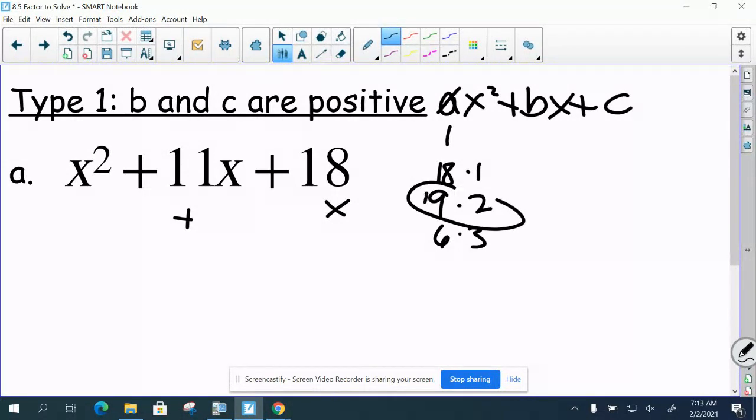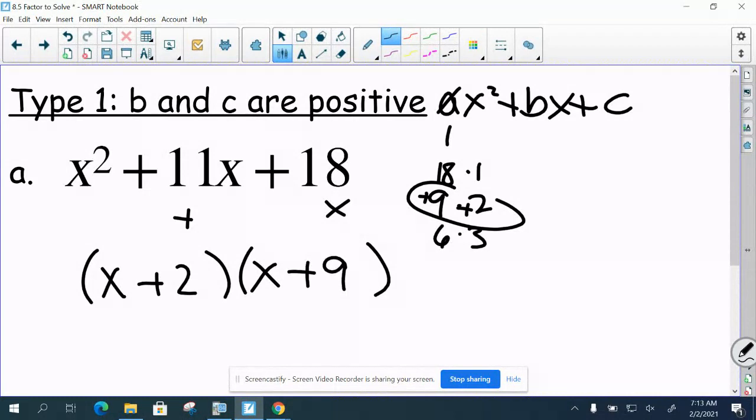And then they're both going to be plus in our factored form because b and c are positive. Okay, so I'm going to set up my factors. The first terms are both going to be x because when we do first, x times x is always x squared. And then the other two terms are going to be plus 2 and plus 9. Now, it does not matter the order that you put these in. Putting plus 9 or plus 2 is fine as long as you have the correct sign.